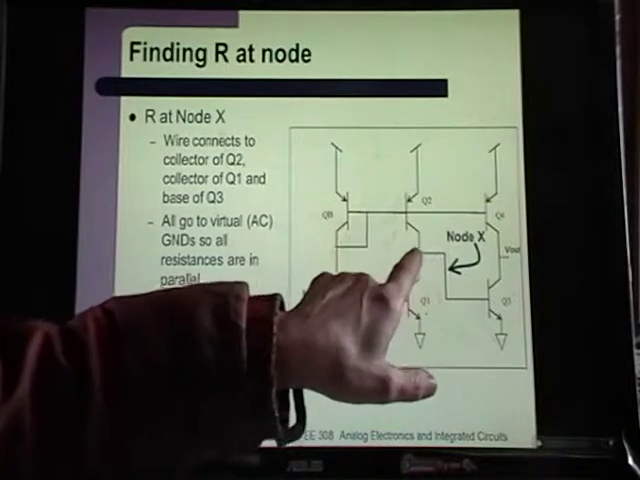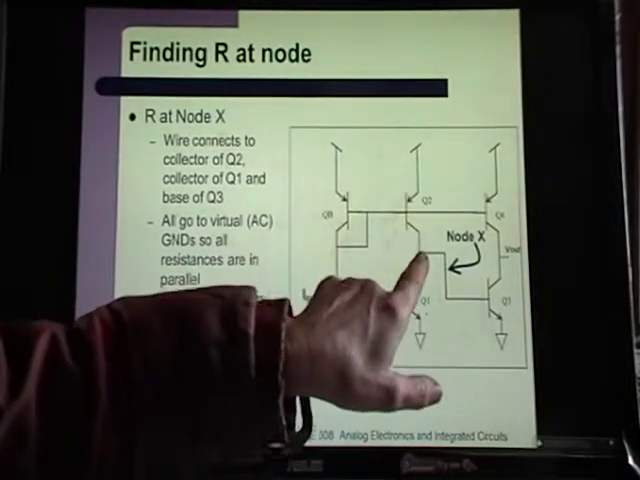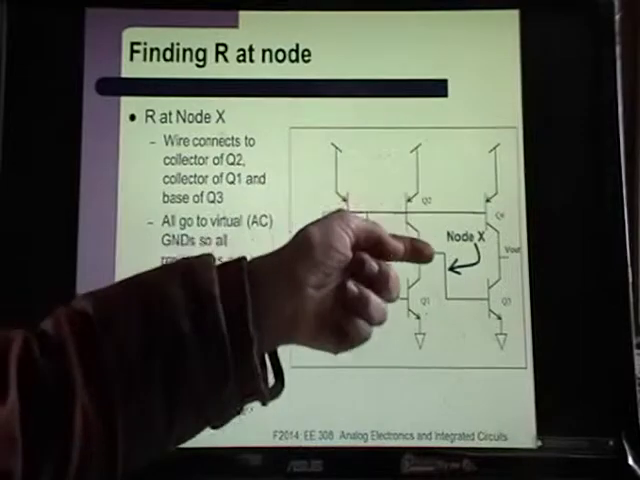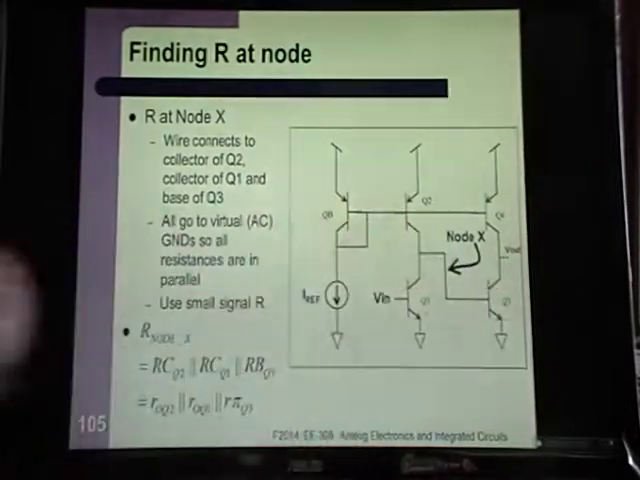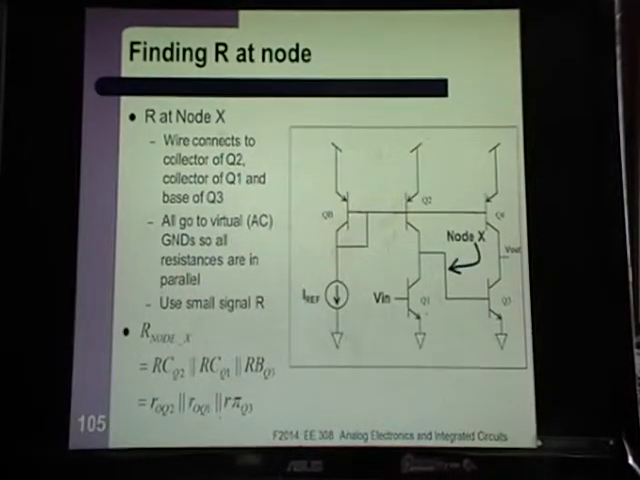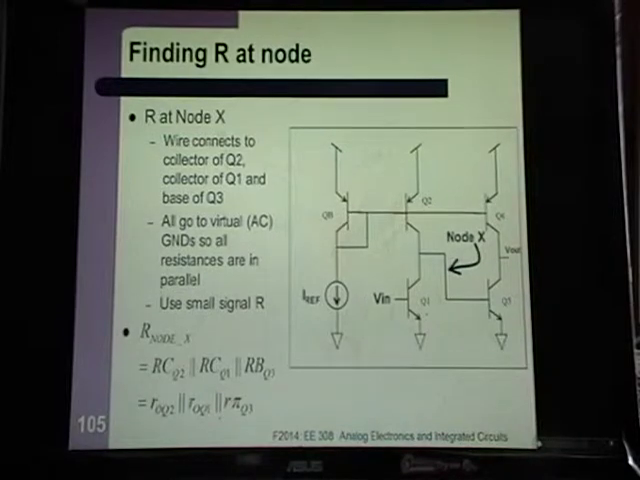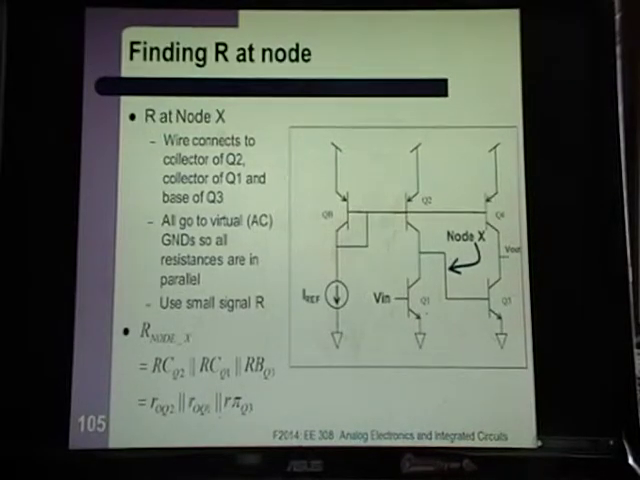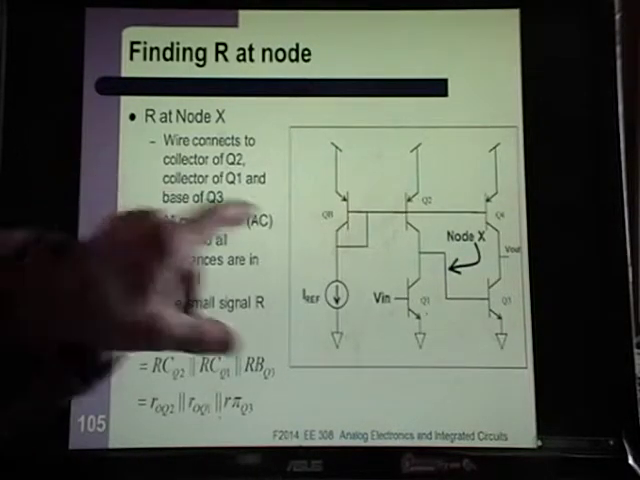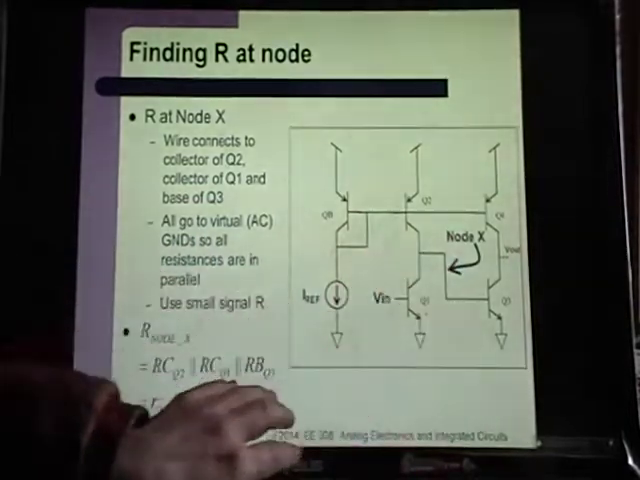I see a wire going in 3 directions here: one going up to the collector of Q2, down to the collector of Q1, and over to the base of Q3. You need to follow all 3 wires. And it turns out that all of those resistances are small signal resistances. I have to say that about 5 times, so excuse me, but to find the resistance, you use the small signal resistances and put them all in parallel.